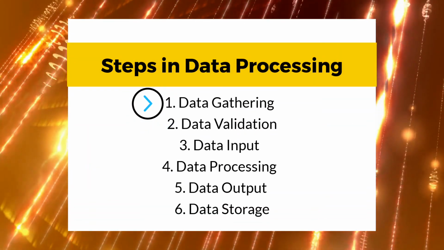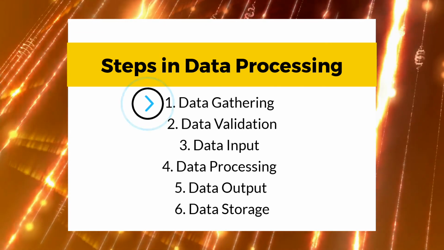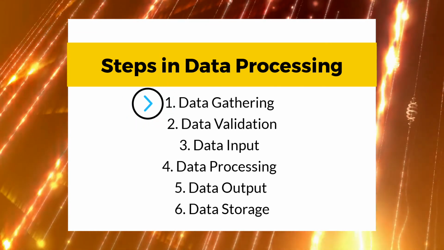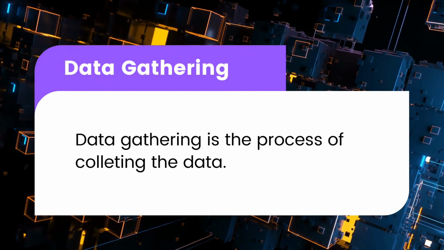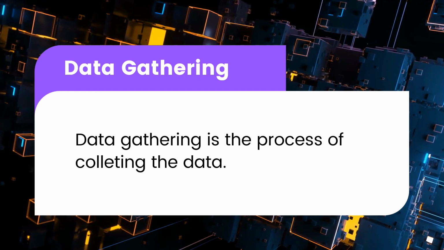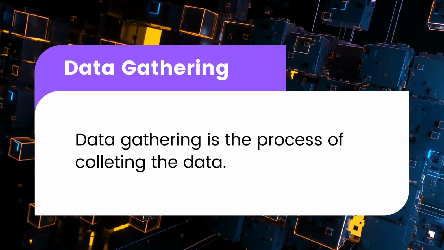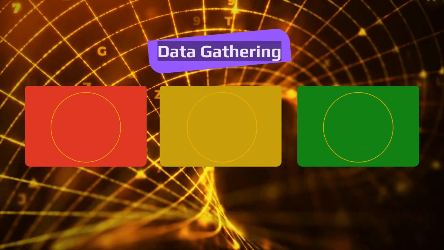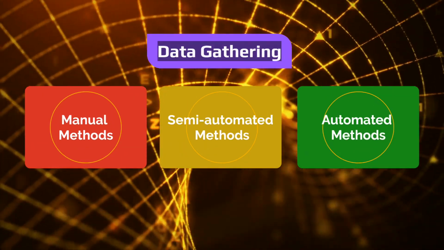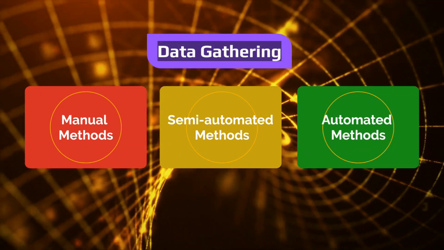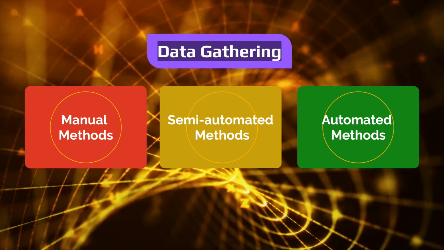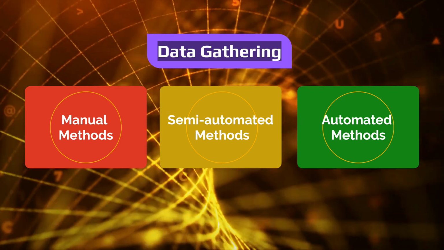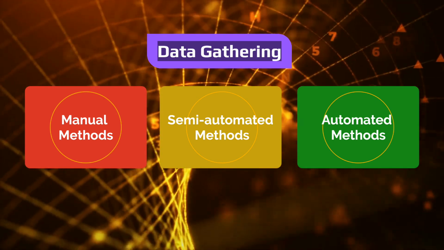Let's learn the first step in data processing, that is, data gathering. Data gathering is the process of collecting the data. Data gathering can be classified into three: manual methods, semi-automated methods, and automated methods.